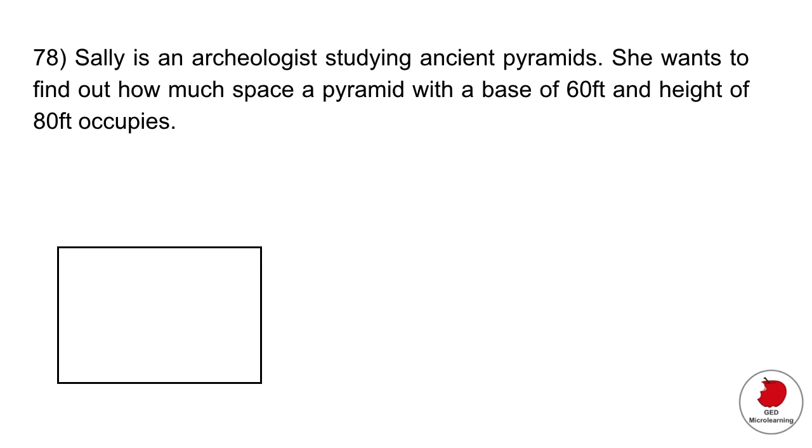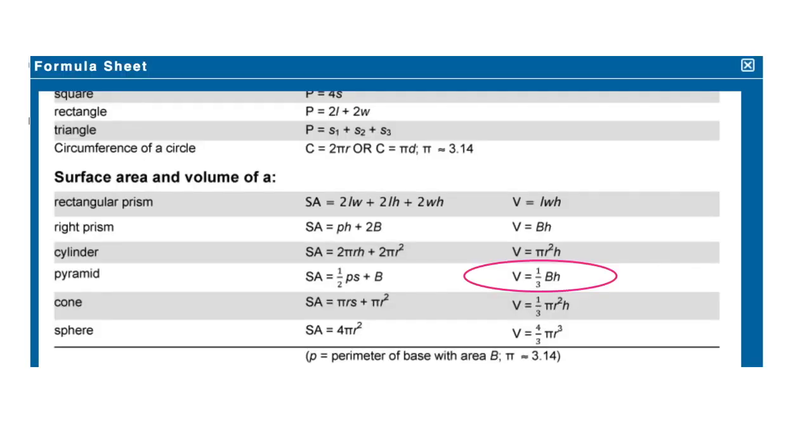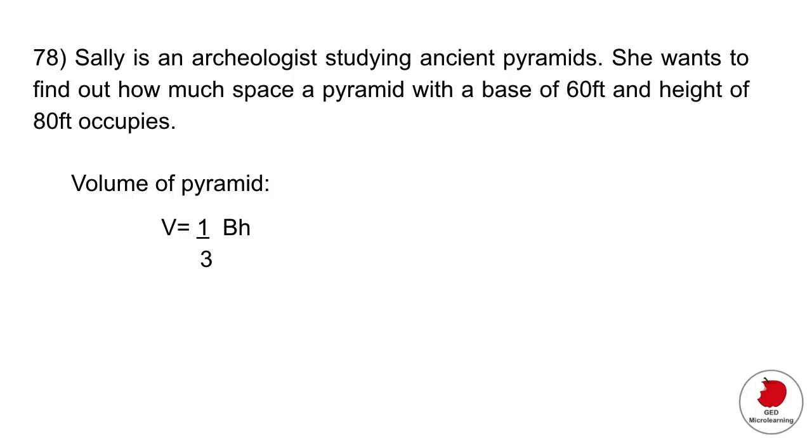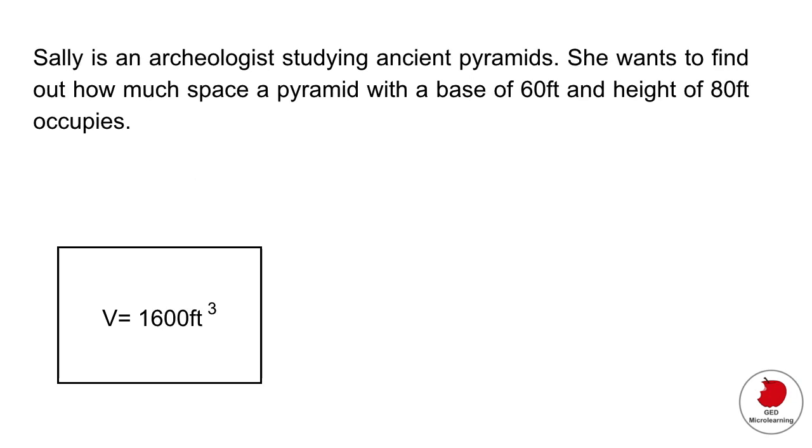All right, so we're talking about a pyramid, so we would go to our formula sheet and look at the formula for the volume of a pyramid, which is there. So volume is 1/3 of the base multiplied by the height. This is very easy now because you already have that information in the question. They tell us the base is 60, the height is 80. All you have to do is multiply those numbers together. That gives you this number. So that's the volume of the pyramid, or how much space it occupies.